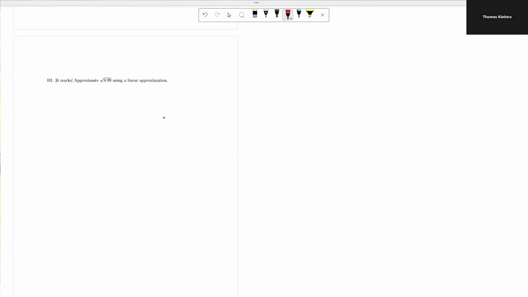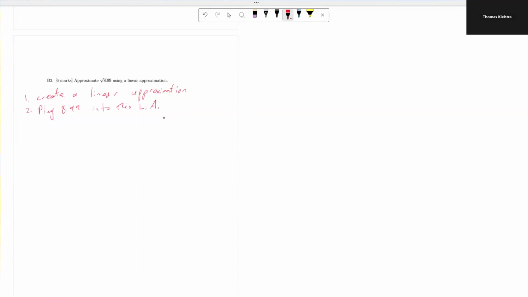Now we have this function that says approximate this using a linear approximation. So there's two things we need to do. First, create a linear approximation. Second, plug 8.99 into this linear approximation.